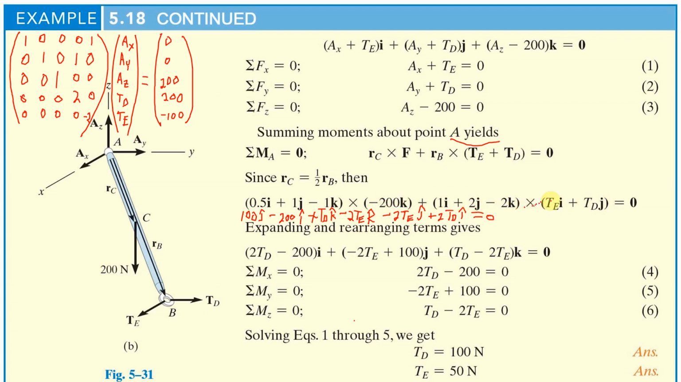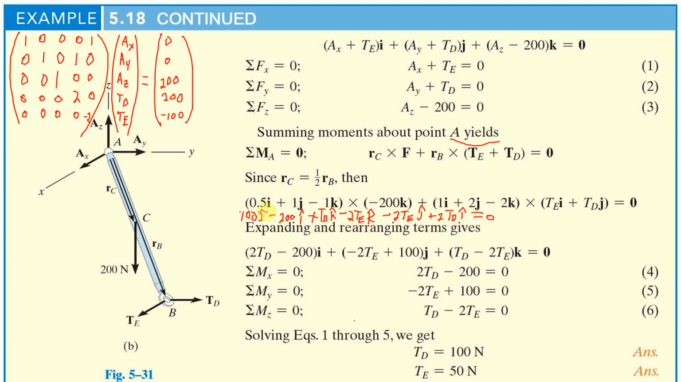2 J hat cross I hat is going to give you negative K hat. So it's negative 2 TE K hat. And then J cross J is 0. Negative 2 K hat, K cross I is going to give you a positive J. So negative 2 TE J hat. And then K cross J is going to be a negative I. Negative 2 times negative I is 2 I hat times TD, okay, equals 0.